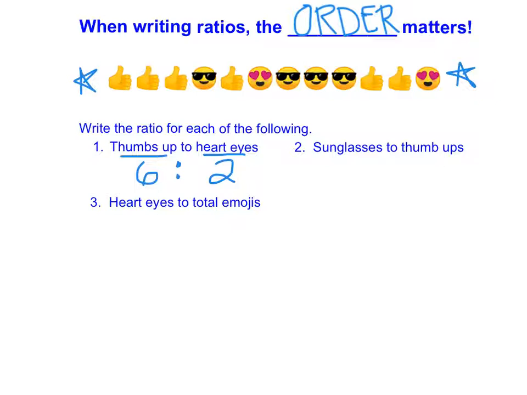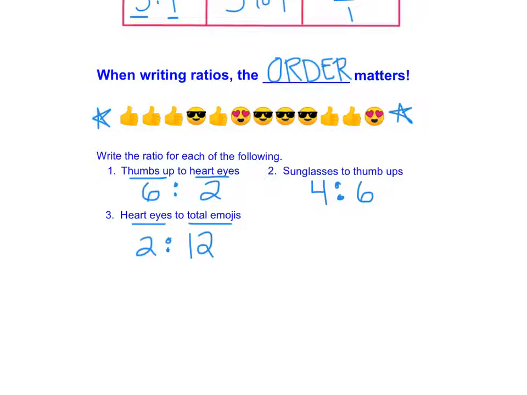Moving on to the next one, sunglasses to thumbs up. So we have 1, 2, 3, 4 sunglass emojis to 6 thumbs up emojis. Okay, and number 3, our heart eye emojis to total emojis. So there are 2 heart eye emojis, and then to get the total number of emojis, we would just need to add all of those together. So that would give us 12. That ratio is 2 heart eye emojis to 12 total emojis.